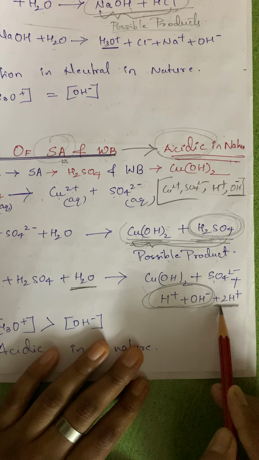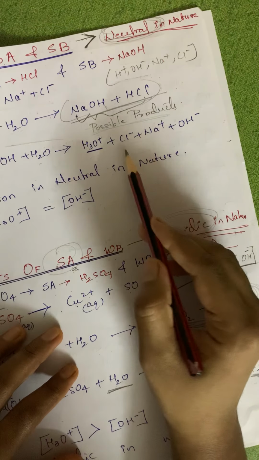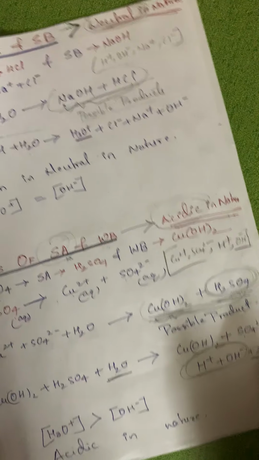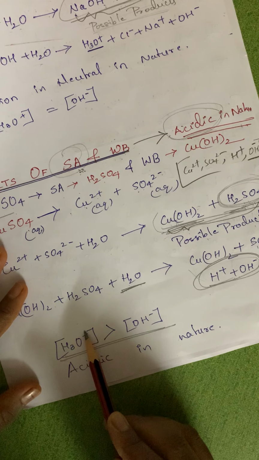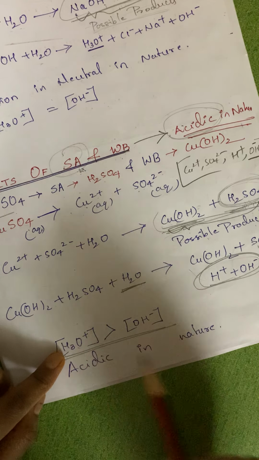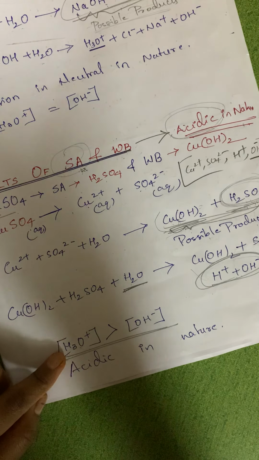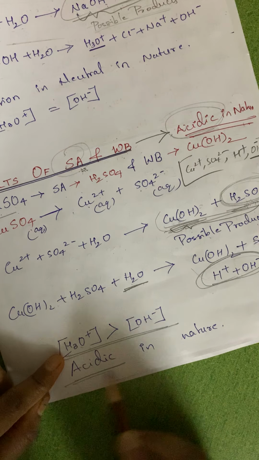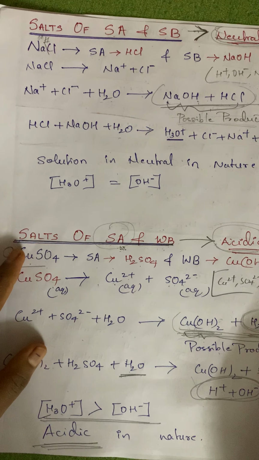What is in excess over here? H+ is in excess, and as a result the H3O+ concentration is more. H3O+ is equivalent to the H+ ion, therefore we are referring here to H3O+ ions. Since the H+ concentration is more, we know that is referred to as acid. So hopefully till here it is understood.